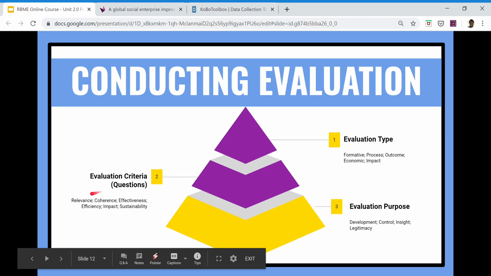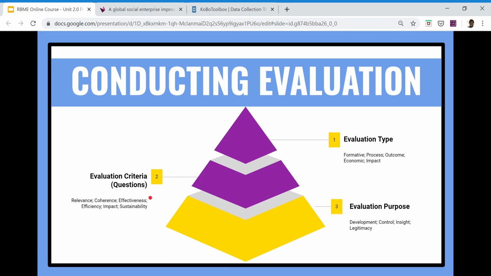And we discussed that not all evaluations need to have all these six as criteria, right? Like you're answering six questions, or making your questions focus on these six criteria. Some might just be four, depending on the resources that are available for such evaluation. Then the criteria also inform the evaluation type.